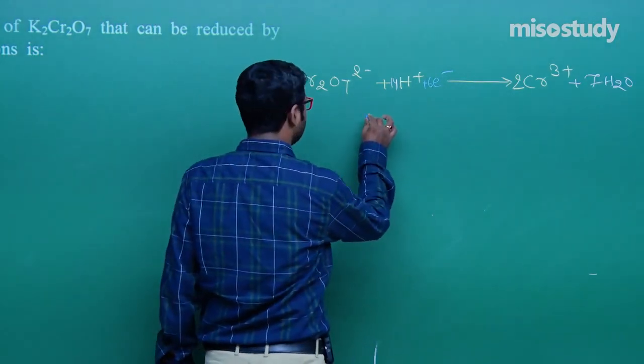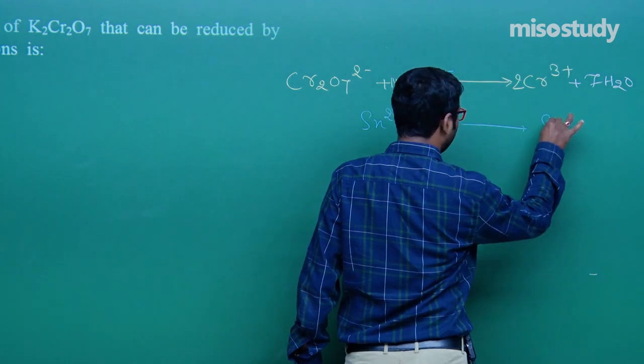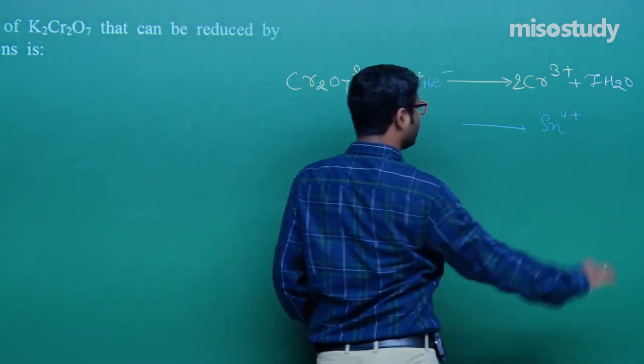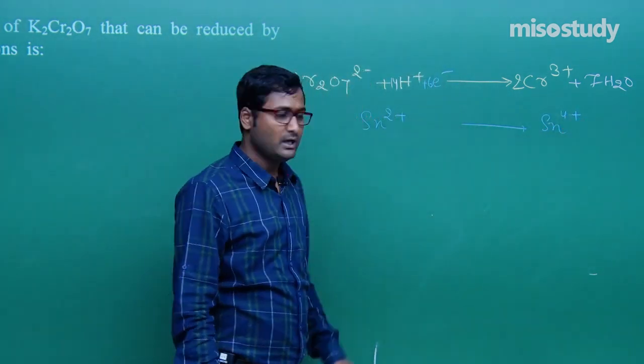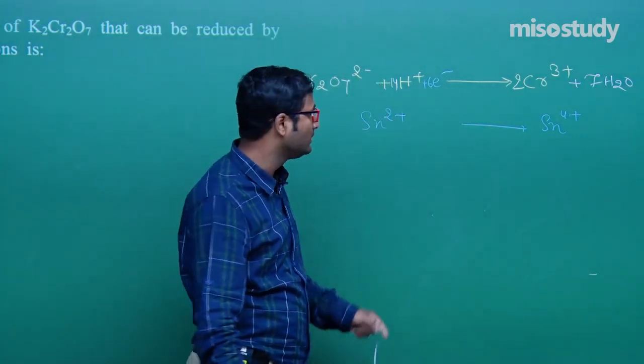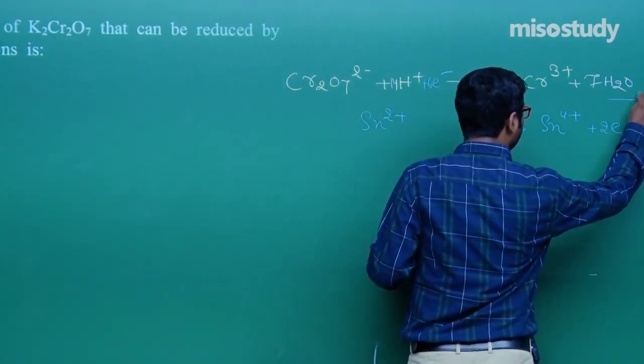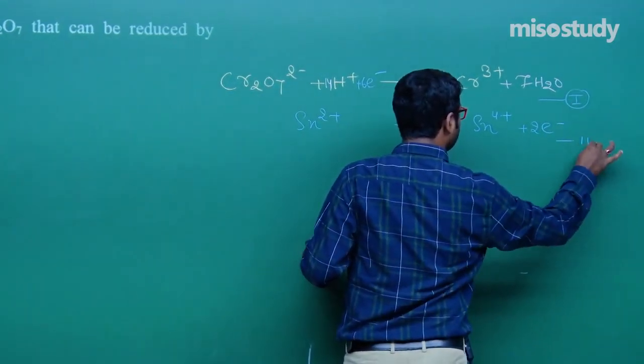Now the next one is Sn2+ converting into Sn4+. We know there are two oxidation states, +2 and +4. So Sn2+ will be converted to Sn4+. This is the oxidation half reaction. How much electron is released here? 2 electrons. This is equation 1 and this is equation 2.